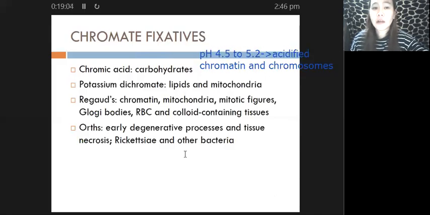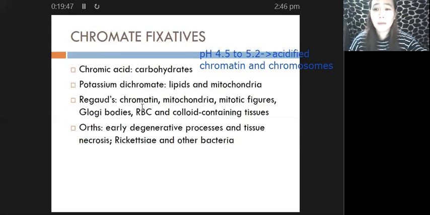Okay, so another chromate fixative that we can use in the laboratory is your Regauds. Again, your Regauds is otherwise referred to as your Moller's fixative. So what are the different uses of your Regauds? It is capable of fixing the following structures: your chromatin fibers, your mitochondria, your mitotic figures, your Golgi bodies, your RBCs, as well as your colloid-containing tissues. A very good example of a colloid-containing tissue is your thyroid gland.